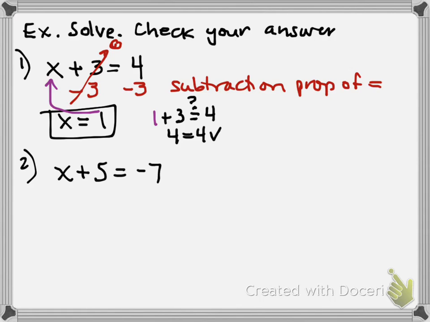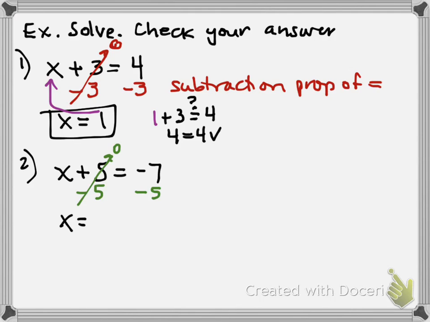So again, we look at our original problem, and we say, what's happening to the x? Adding. So we need to do the inverse of adding, and the inverse of adding would be subtraction. So I'm going to subtract whatever is on the same side as the x. So I'm going to subtract 5 from both sides. And the whole point is that inverse property of addition says I'm going to get 0 for that sum, leaving me with x by itself.